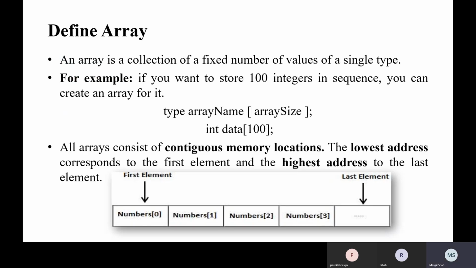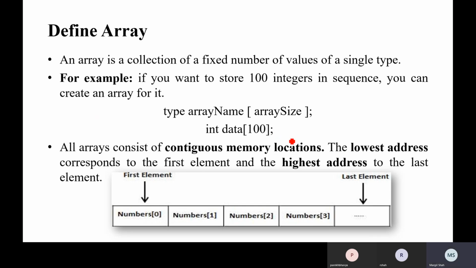So how can we define the array? An array is a collection of a fixed number of values of a single type. For example, if you want to store 100 integers in a sequence, you can create an array for it: type, array name and array size. So your data type is integer, the name of the array is data, and the size of the array is 100. That means it may hold 100 elements, right?